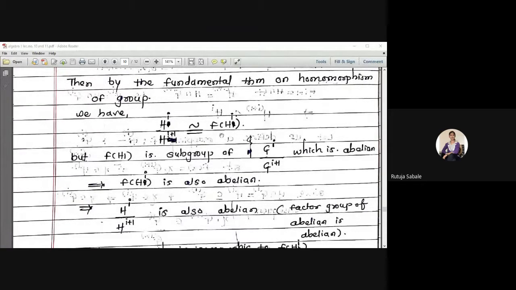Okay, but f of h i is nothing but g i upon g i plus 1, okay, which is the codomain. The f of h i is the subgroup of this codomain. But this codomain is always given, we have given that this is the abelian group. Hence, f of h i is abelian. This is the factor group, g i upon g i plus 1. This is the factor group which is abelian. But f of h i is the subgroup of this factor group.